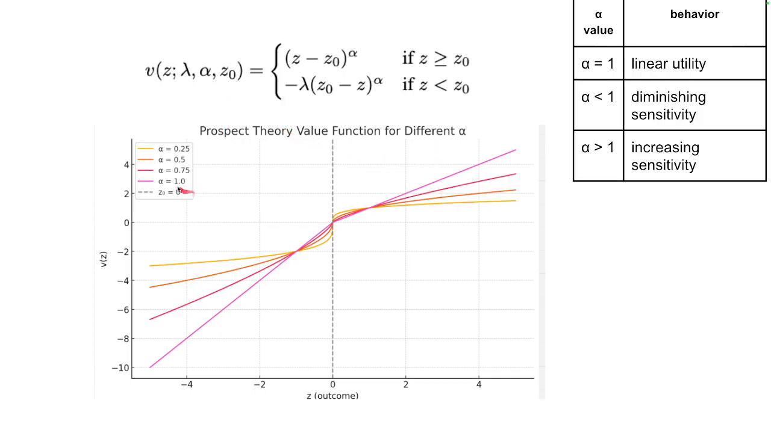But if you increase the alpha, you start to feel more and more in your positive outcomes. So this alpha controls the linear utility. If your alpha is 1, you have linear utility in positive outcomes. If alpha is less than 1, you saturate really quickly, and if alpha is greater than 1, you are increasingly sensitive.